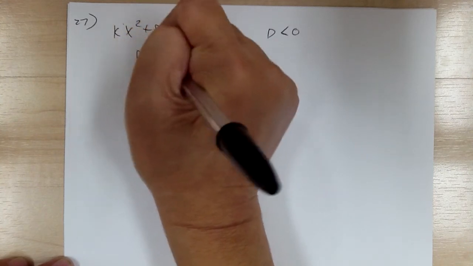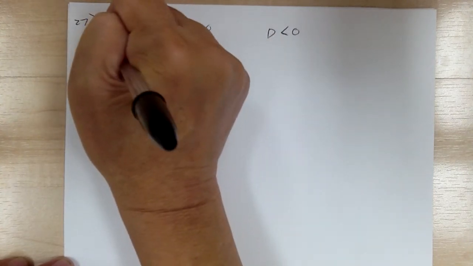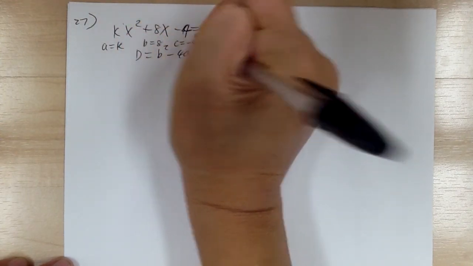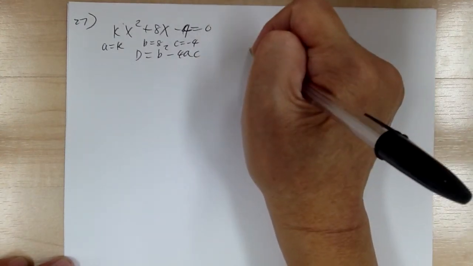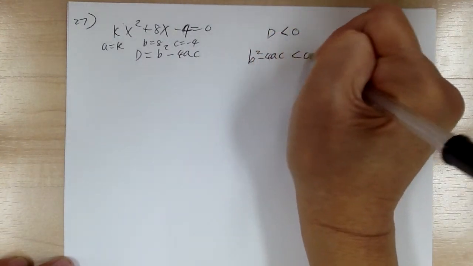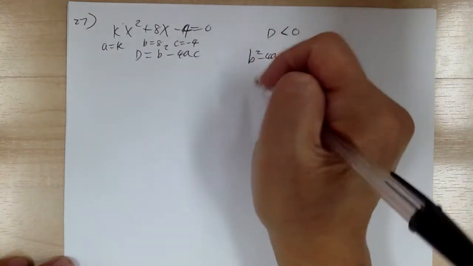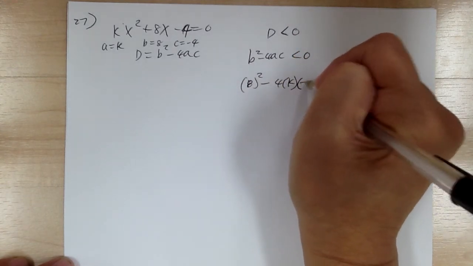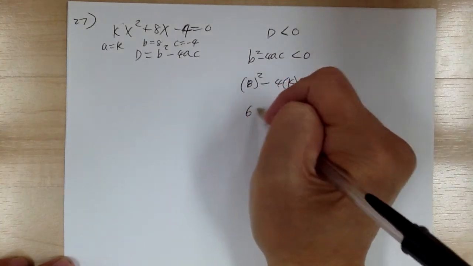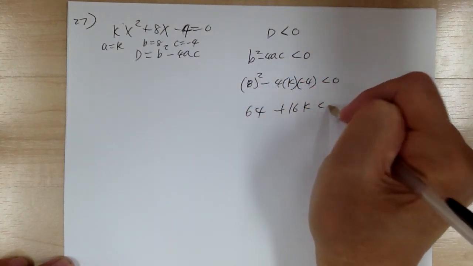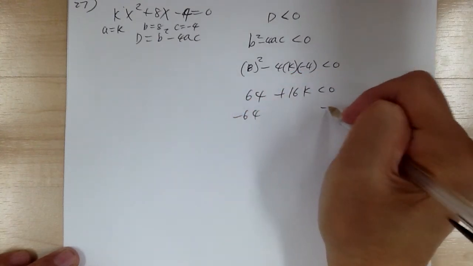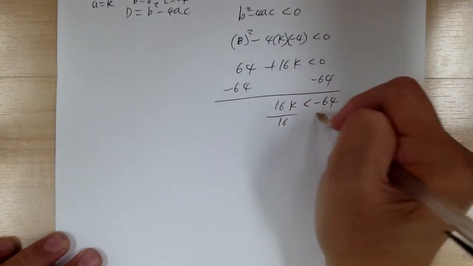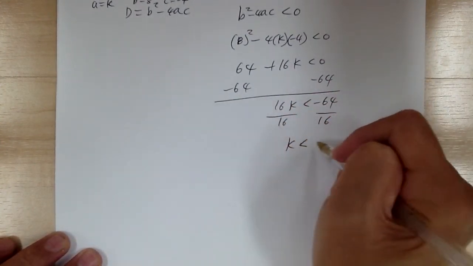Okay, so d equal to b squared minus 4ac. Again, a equal to k, b equal to 8, c equal to negative 4. So you need to substitute this into here. You're going to get b squared minus 4ac is less than 0, because that's what d is equal to. So you're going to get 8 squared minus 4ac is less than 0. So 64 plus 16k is less than 0. So minus 64, so 16k is less than negative 64, divided by 16. So k is less than negative 4.